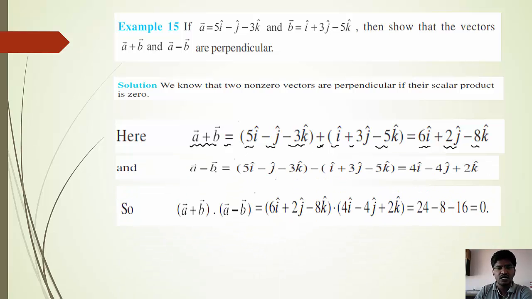Next we shall solve vector A minus vector B. Here you have 5 i cap minus i cap, which is equal to 4 i cap. Next, minus j cap. Minus into plus is minus, so minus 3 j cap gives you minus 4 j cap. Next, minus 3 k cap. Minus of minus is plus, so minus 3 k cap plus 5 k cap gives you plus 2 k cap. So this is vector A minus vector B.